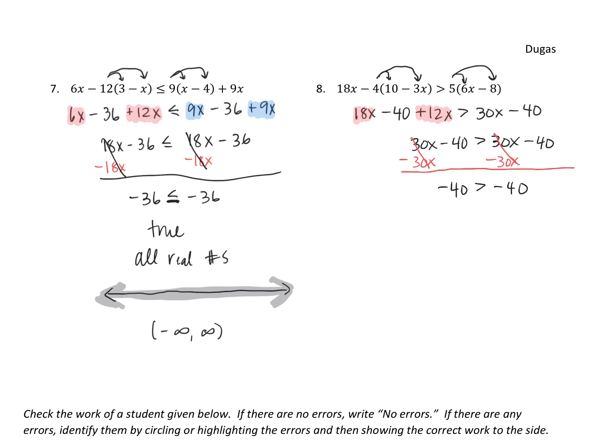Notice this time we do not have greater than or equal to. It's a strict inequality. So negative 40 is not bigger than negative 40. So this is a false statement. This means that we have no solution.